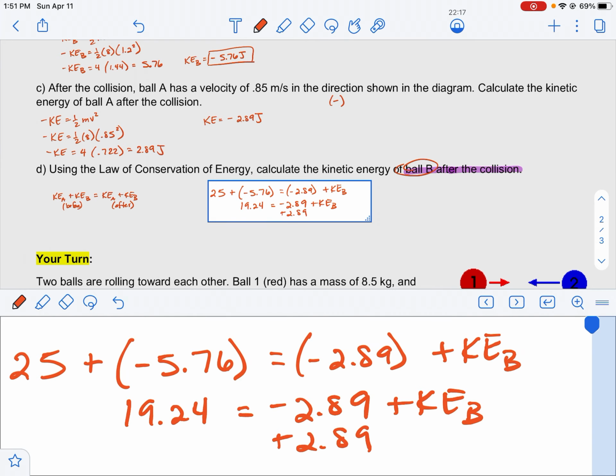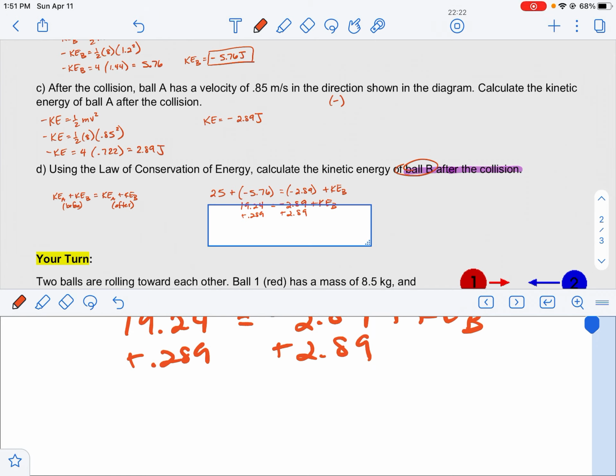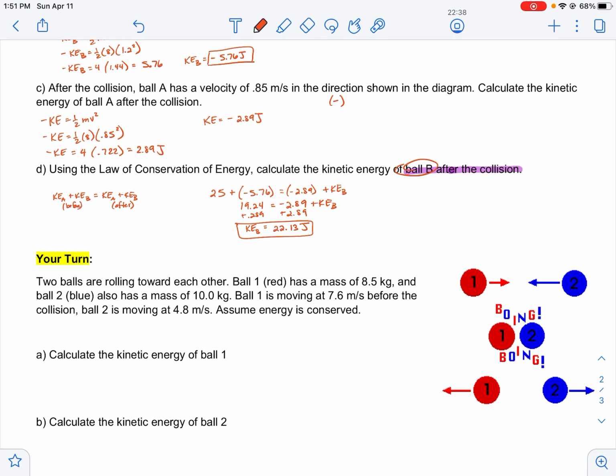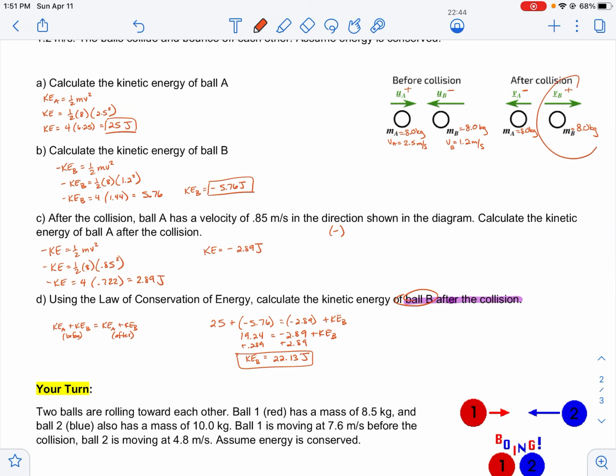If I add my 2.89 to both sides, then I am going to get a total kinetic energy of 22.13 joules. Why is it positive? Right? How come the final kinetic energy of ball B came out positive? Well, remember we said way up here at the top that because ball B is now moving to the right, the total kinetic energy should be positive, which is what it turned out to be. So that makes me happy.